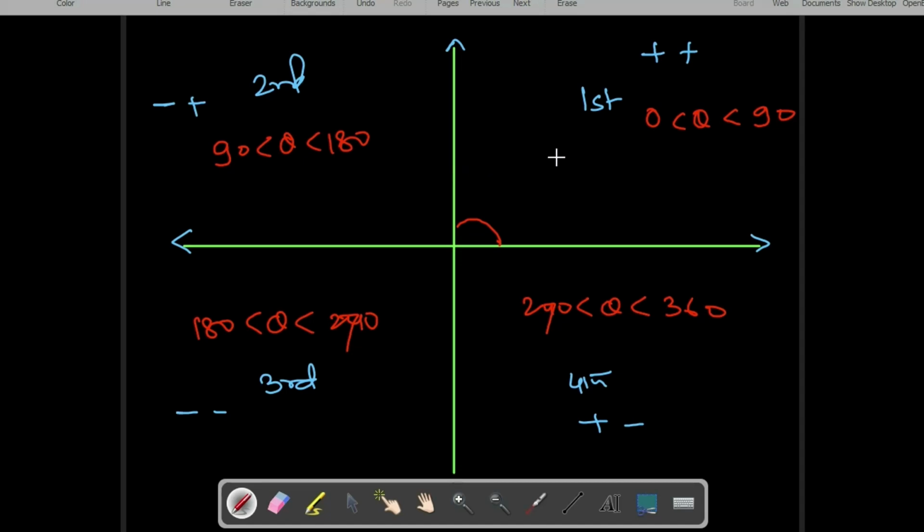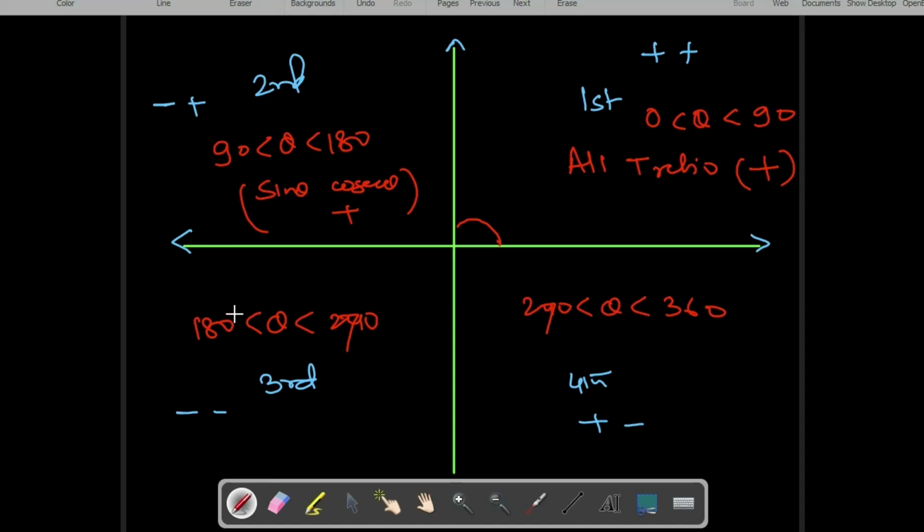Now coming to the trigonometric ratios: in the first quadrant all trigonometric ratios are always positive, either sine, cos, tan, anything. All the trigonometric ratios are always positive in the first quadrant, when the angle is between 0 to 90 degrees. In the second quadrant, when the angle is between 90 to 180, sine theta and cosec theta, except these two, the rest are all negative. That means sine theta and cosec theta will always be positive, and the rest of the trigonometric ratios will be negative.